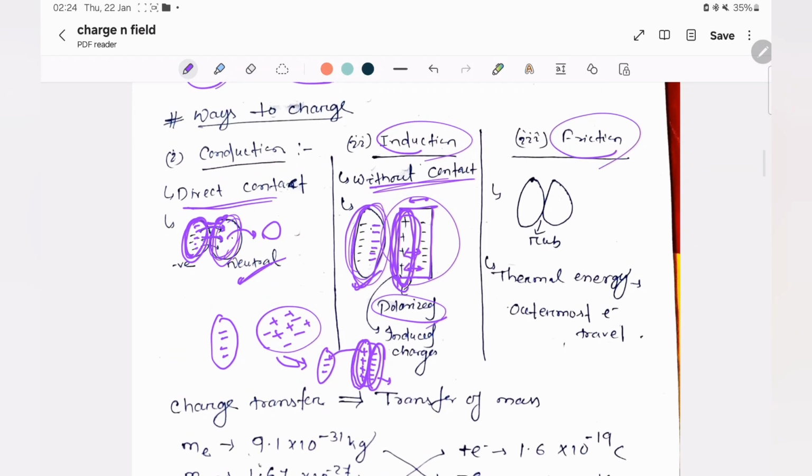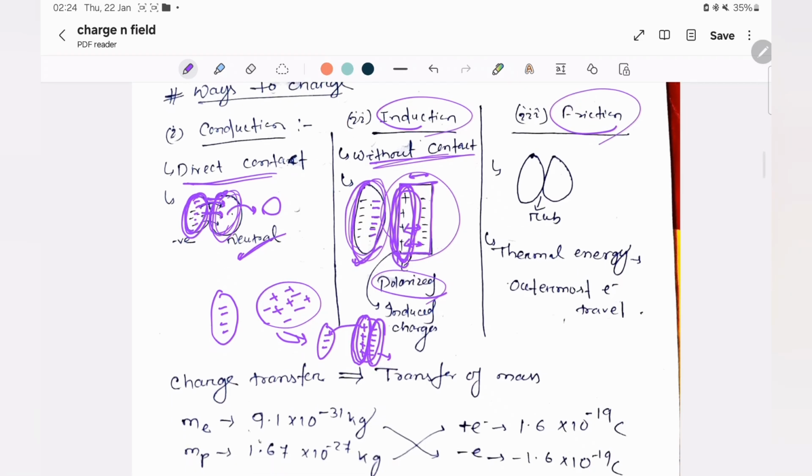Another way is friction. When we rub two bodies, thermal energy is created. From the thermal energy, what will happen when we rub one body with the other? The outermost electron will travel to the other body. In this way, both bodies get charged.